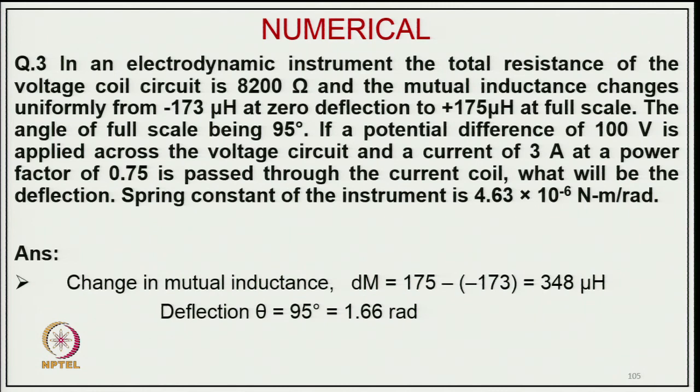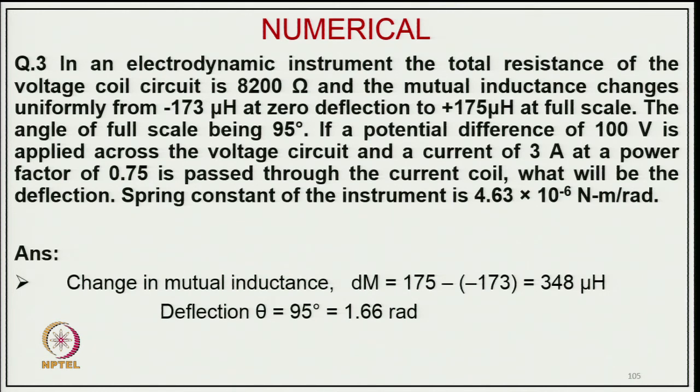Now, example 3. In an electrodynamic instrument, the total resistance of the voltmeter coil circuit is 8200 ohm and the mutual inductance changes uniformly from minus 173 microhenry at 0 deflection to plus 175 microhenry at full scale. The angle of full scale is 95 degree. If a potential difference of 100 volt is applied across the voltage circuit and the current is 3 ampere at a power factor of 0.75, what will be the deflection? The spring constant of the instrument is 4.63 into 10 to the power minus 6 newton meter per radian.